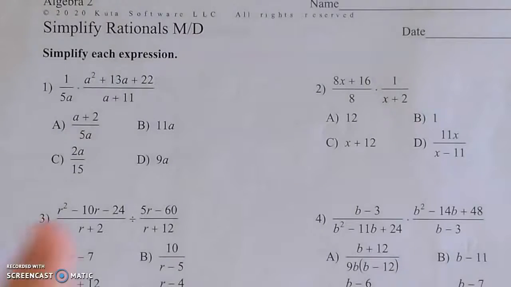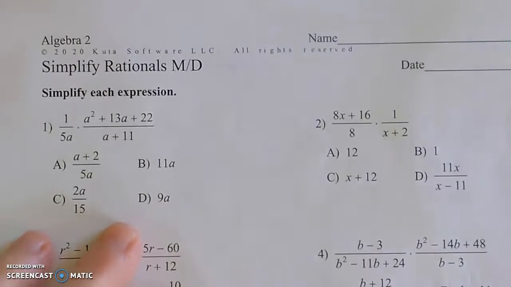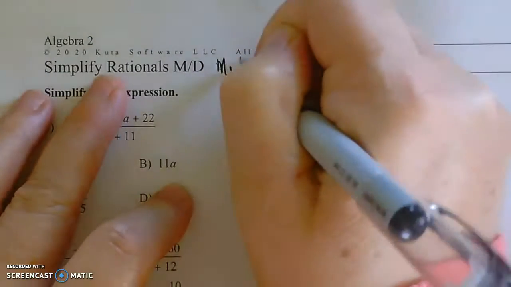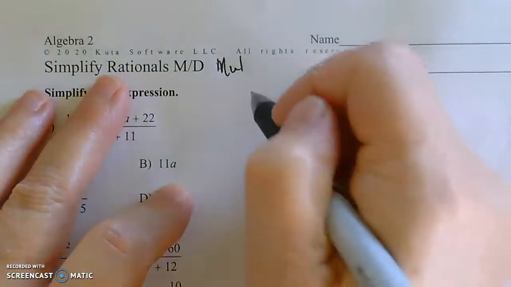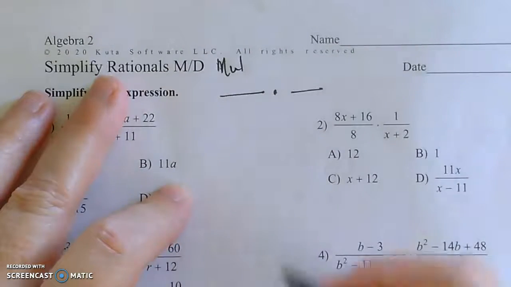Today we are going to multiply and divide rational expressions. Isn't that exciting? Yes, we're going to be multiplying and dividing fractions. So, the rules for multiplying. When we're going to multiply, we're going to have two fractions.